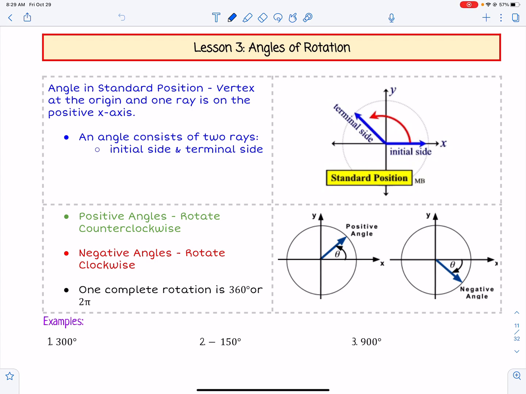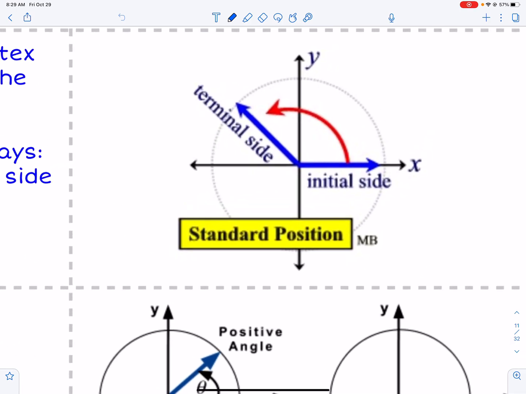In this video, let's talk about angles of rotation. An angle in standard position has a vertex at the origin and one ray is on the positive x-axis. An angle consists of two rays, an initial side and a terminal side. So this is a nice picture of what they're talking about.